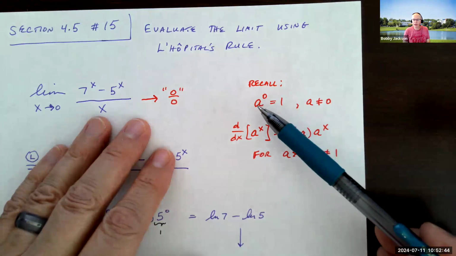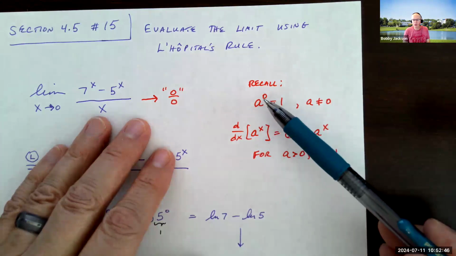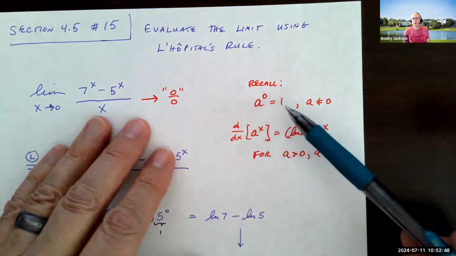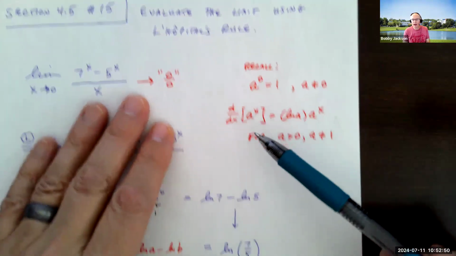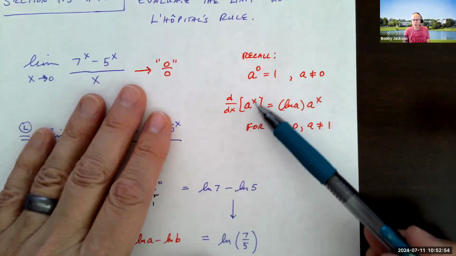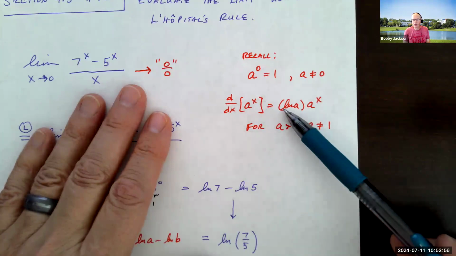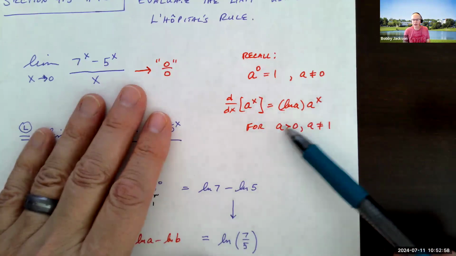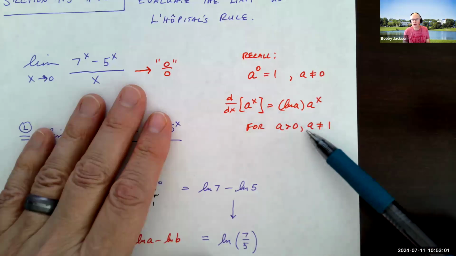First of all, recall that from exponents, a to the 0 power is always 1 for any base not equal to 0. And from calculus, we've learned earlier that the derivative of the general exponential function a to the x is the natural log of a times a to the x. Of course, a, the base, is greater than 0, not equal to 1.